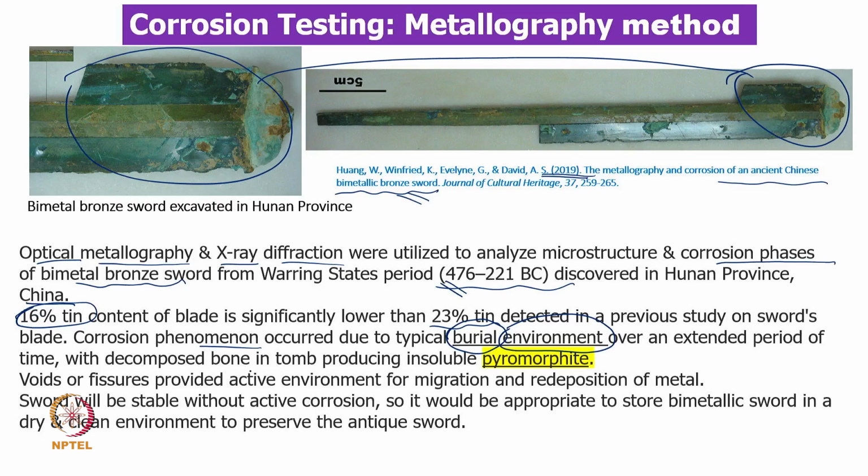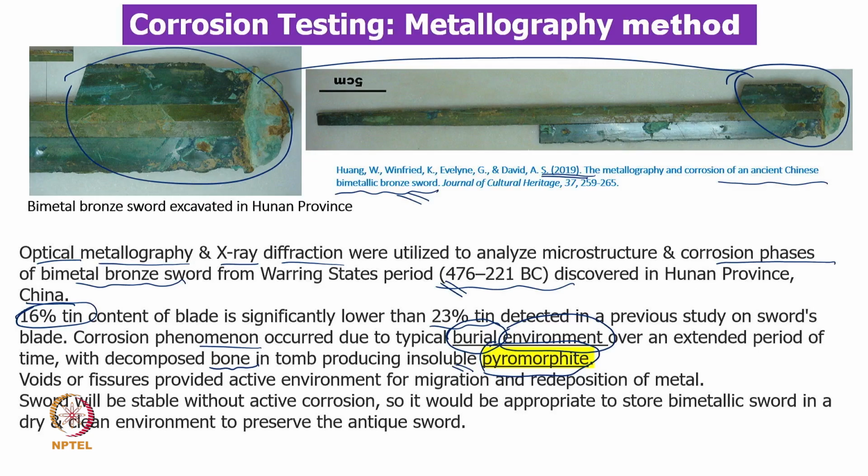They say that there is a possibility of decomposition of bones. So, there were some bones, and the bones get decomposed, and then the bones provide insoluble pyromorphite that acts as a kind of chemical, and it helps to make a chemical cell around the sword, and naturally there will be degradation. So, this kind of study really helps us understand, if we want to preserve anything ancient for years and years, what kind of environment is really required. So, this test really helps.